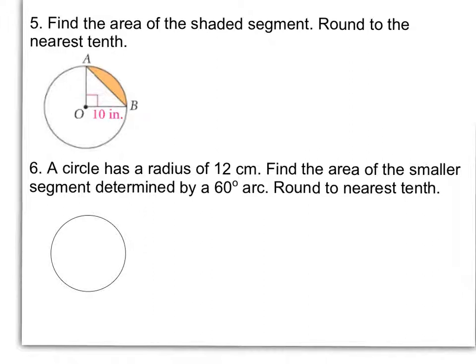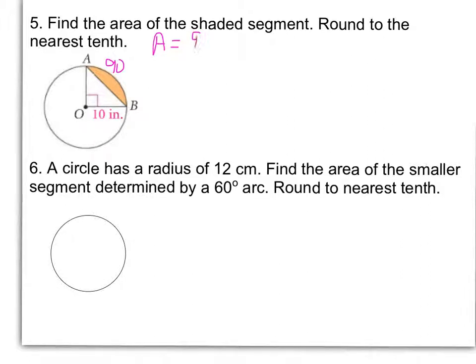In number 5, we want to find the area of the shaded segment. We're going to round our answer to the nearest tenth. To do that, we first need to find the area of the whole sector. Now we know our arc is 90 degrees because we have a right angle in the central angle, and the measure of arc AB is the same as the measure of angle AOB.